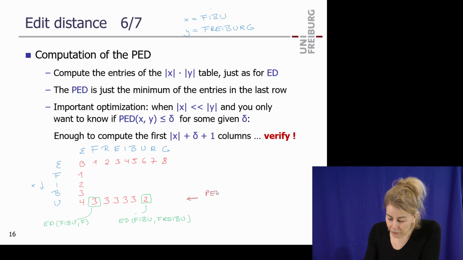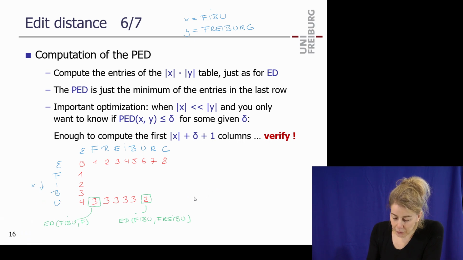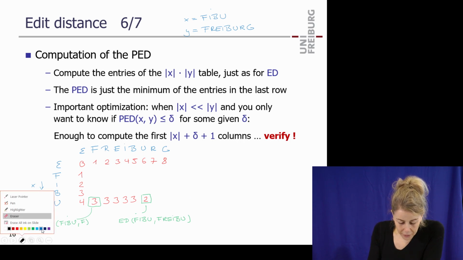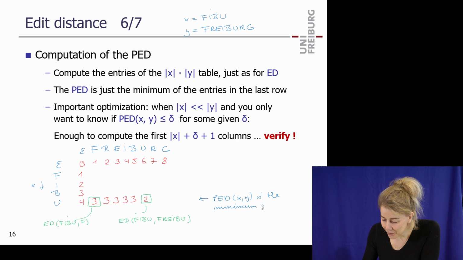PED of, I don't have to write this in red, I do it in blue. The PED is just the minimum of the last row, right? Because it gives you all the prefixes of Y. PED of x, y is the minimum of the last row.